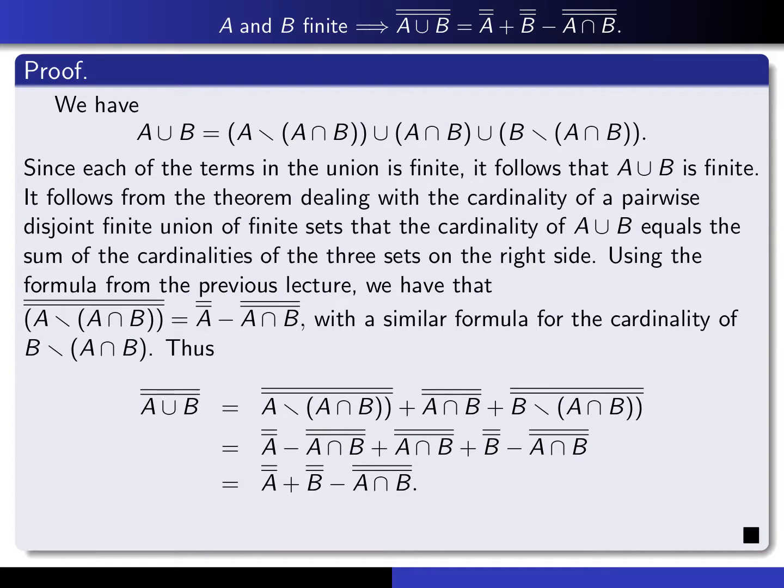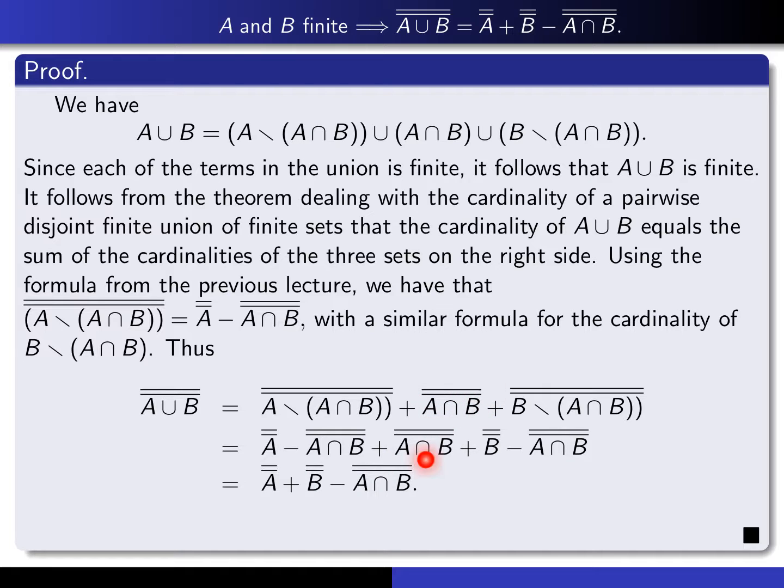So now it follows from the theorem dealing with cardinalities of pairwise disjoint unions of finite sets that the cardinality of A union B equals the sum of these three cardinalities. Now we're going to use the formula from the previous lecture that says that the cardinality of this difference is equal to the difference of the two cardinalities, and a similar formula for the cardinality of this one here. So now we're ready to complete the proof. The cardinality of the union is the sum of the cardinalities that make it up. This one is this difference here.